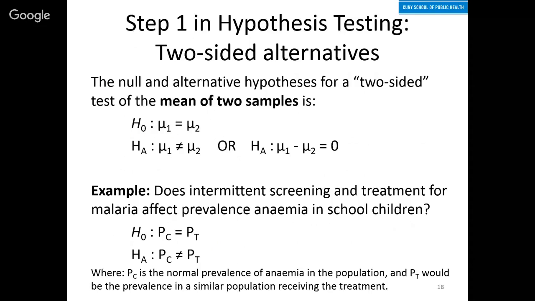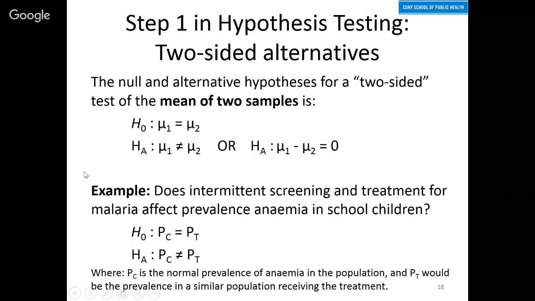For two samples, then instead of that mu0, we actually have two different populations here, mu1 and mu2. And the null hypothesis is that the means in those two populations are equal. And the alternative is that they are not equal, or equivalently, that the difference between the two is 0. Either of these are valid ways to write out your alternative hypothesis. But in all cases, I'm writing H0, HA, a colon, and then an equation with an equality and an equation with an inequality.